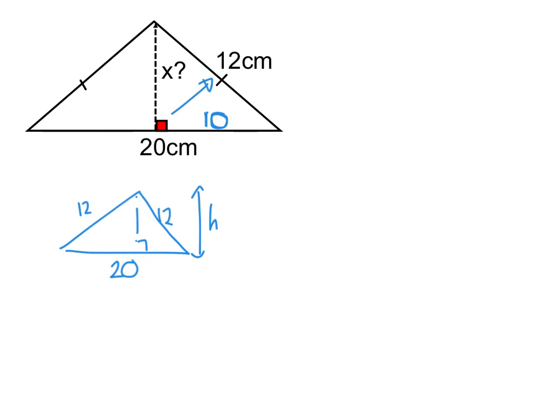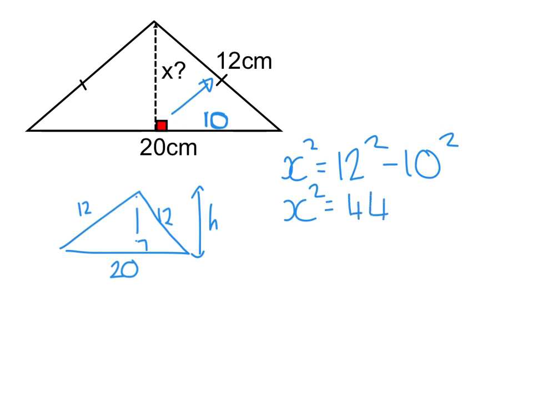Now I know my long side is 12, so x is a short side, so I'm taking away here. So you put the big number first, so it's going to be 12 squared take away 10 squared, which is 44. X is then whatever the square root of 44 is, which is 6.63 to 2 decimal places.